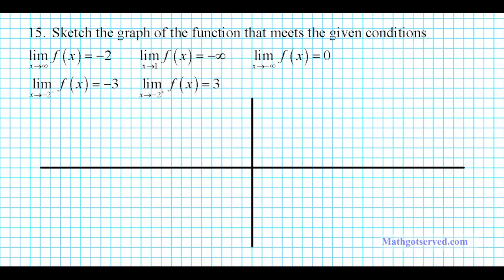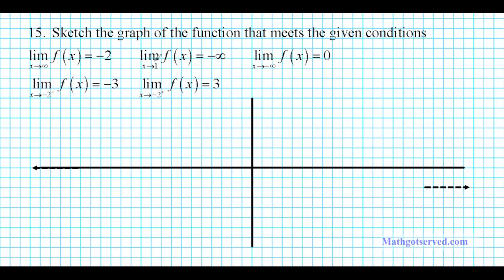Now we have horizontal asymptotes because as x approaches -infinity, the function tends towards 0. So we're going to have a horizontal asymptote at the left end because that's where -infinity is located. And then at the right end, we have another horizontal asymptote at -2. So down here, -2, we have a horizontal asymptote.